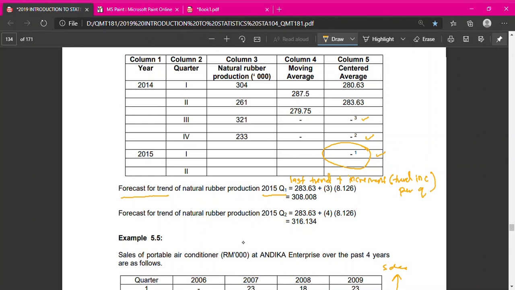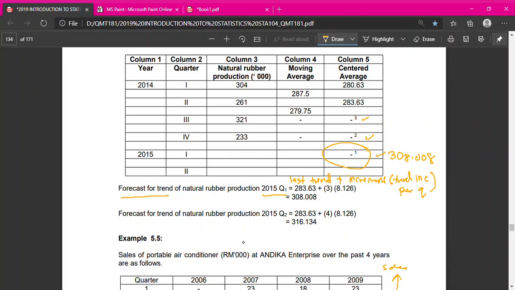So here the value will actually be 308.008. We have the data and then we forecast. It's logical here, 283, so the increment here will be 30. We are only forecasting here, not the true value.